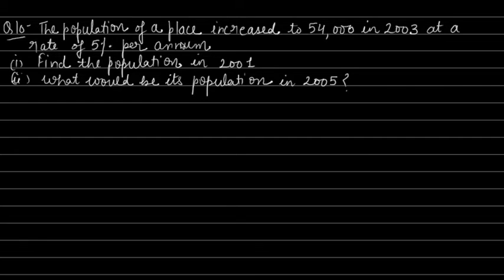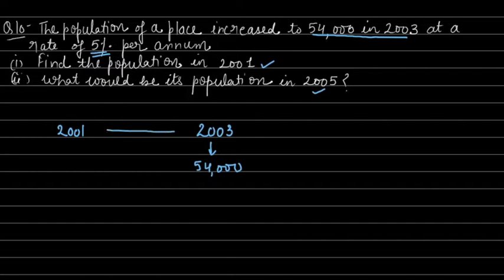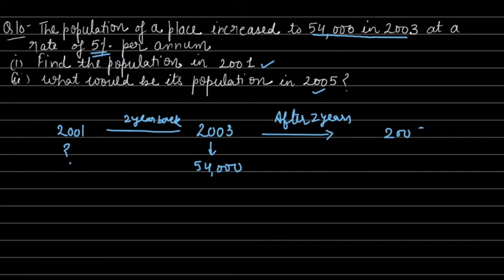Question number 10 is: the population of a place increased to 54,000 in 2003 at a rate of 5% per annum. You have to calculate what was the population in 2001 and what would be the population in 2005. So before the solution of this question, I'll just explain you one concept here. This is the current population in 2003, 54,000. You have to calculate 2 years back what was the population, and in the second part, after 2 years, means in 2005, what will be the population here, that is you have to calculate.